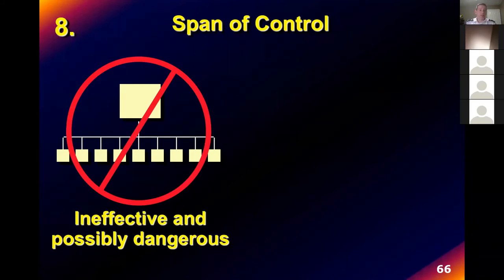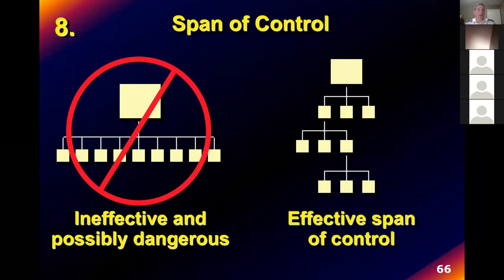Now, the human brain is only able to keep so much together at one point in time. Having 9, that's too many. We're beyond that 7, which we talked about as being our maximum, right? So what we want to do is break that out and break it down into a more effective span of control.